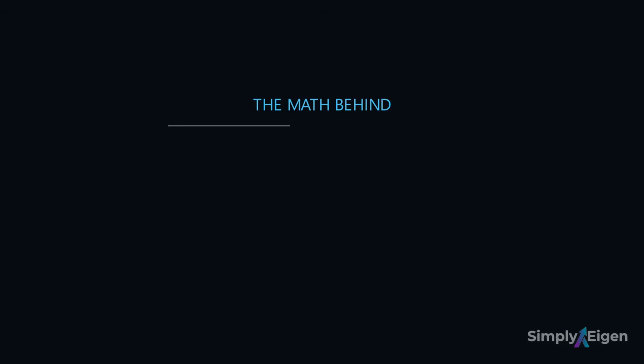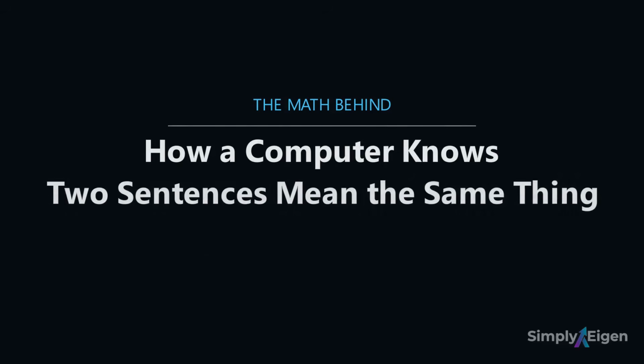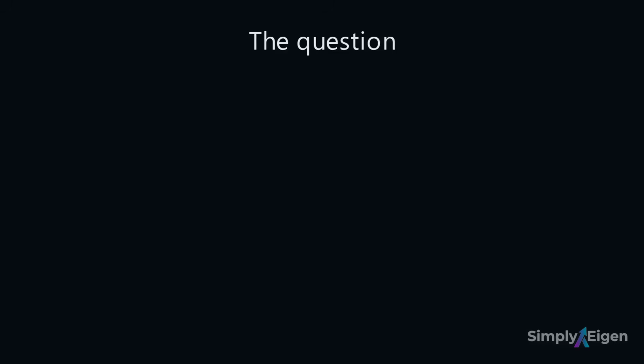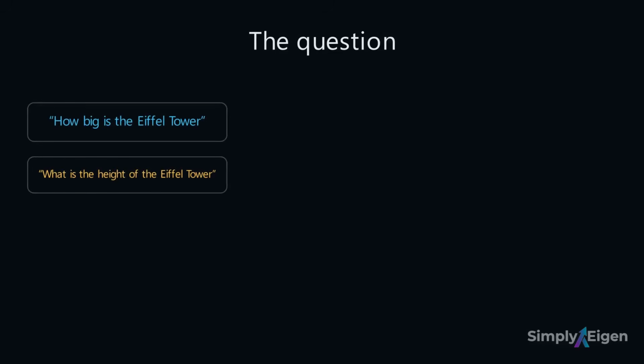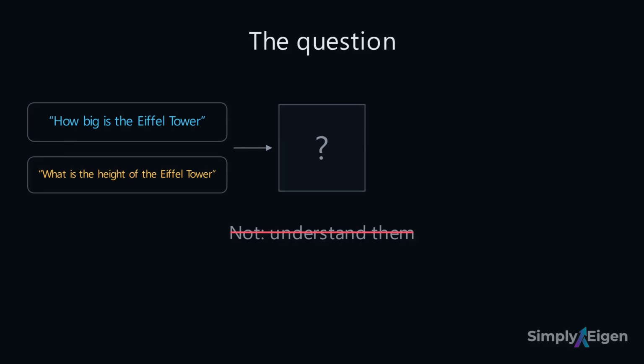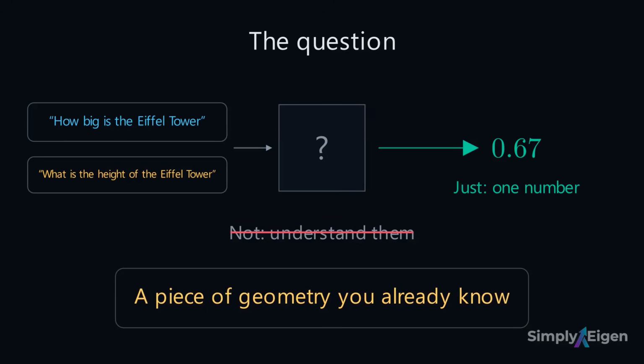This is the math behind. Today, how a computer knows that two sentences mean the same thing. So here is the question this video answers. What would it take for a machine to see that those two sentences are close? Not to understand them the way you do, just to put a number on how close they are, and to get that number right often enough to be useful. The answer turns out to be a piece of geometry you already know.